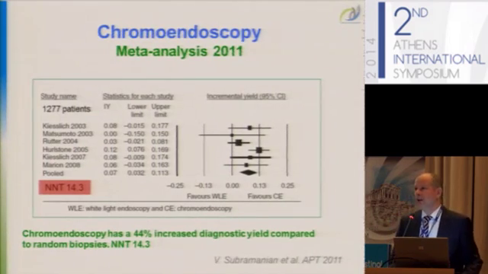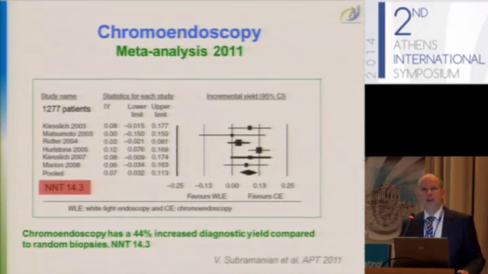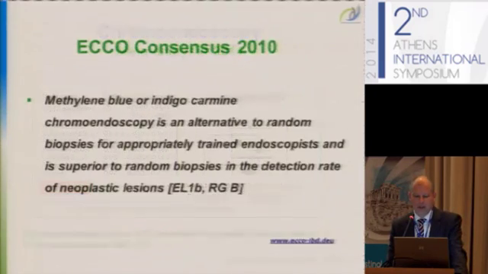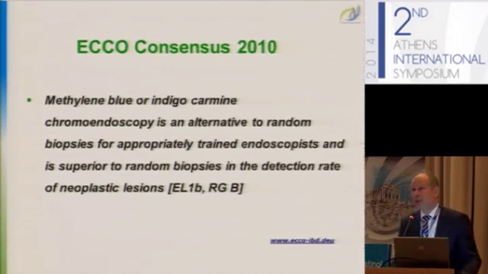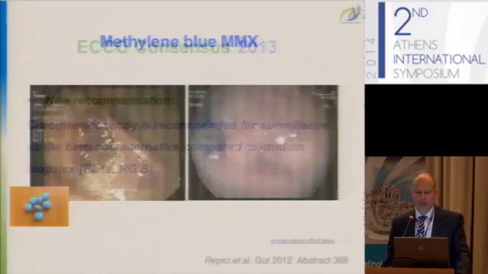And with all the studies now in chroma-endoscopy, all studies were positive. And there's a number needed to treat of 14, meaning you have to do chroma-endoscopy in 14 patients using methylene blue or indigo carmine, and you will find one more patient having intraepithelial neoplasia. So the consensus of ECCO, which was in former times that chroma-endoscopy is an alternative, has now changed to that chroma-endoscopy is now recommended for surveillance as a better alternative compared to random biopsies.